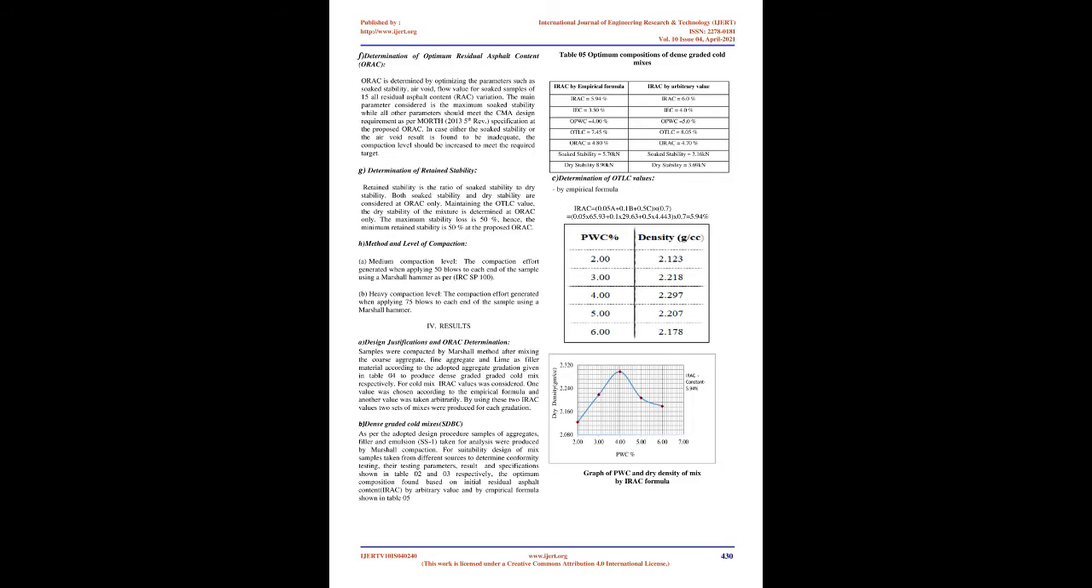Initial residual asphalt content, IRAC, is calculated utilizing an empirical formula by IRC SP 100. IRAC equals (0.05A plus 0.1B plus 0.5C) times 0.7, where A is the percentage of aggregate retained on sieve 2.36 mm, B is the percentage of aggregate passing sieve 2.36 mm and retained on 0.075 mm, and C is the percentage of aggregate passing 0.075 mm.